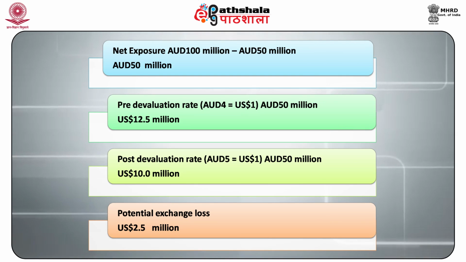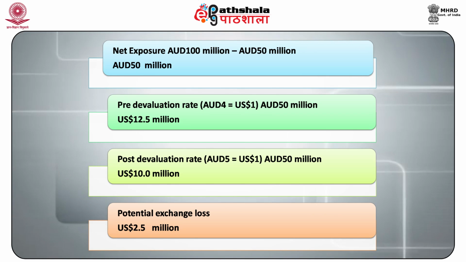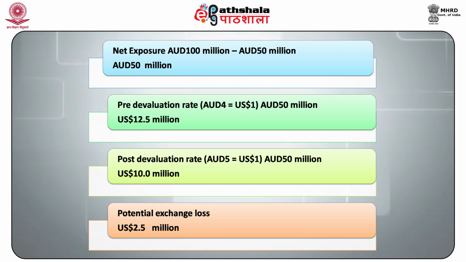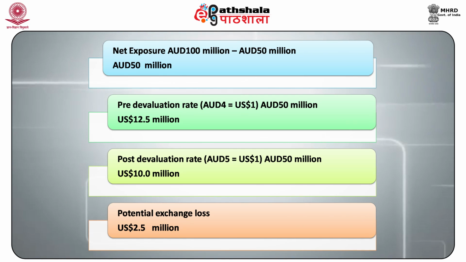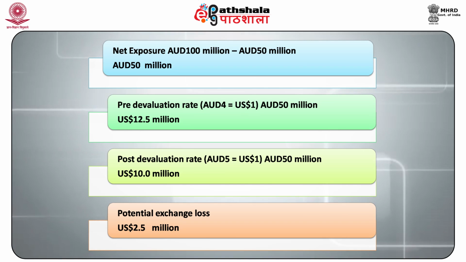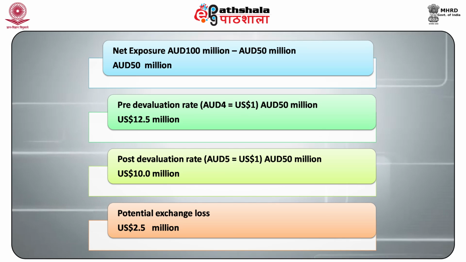In this case, net exposure, Australian dollar 100 million minus Australian dollar 50 million, is equal to Australian $50 million. Pre-devaluation rate: Australian dollar 4 is equal to US dollar 1, so Australian dollar 50 million is US dollar 12.5 million. Post devaluation rate: Australian dollar 5 is equal to 1 US dollar, so Australian $50 million is US dollar 10.0 million. Potential exchange loss is US dollar 2.5 million. Now you can imagine the magnitude of the risk that is involved in transactions.